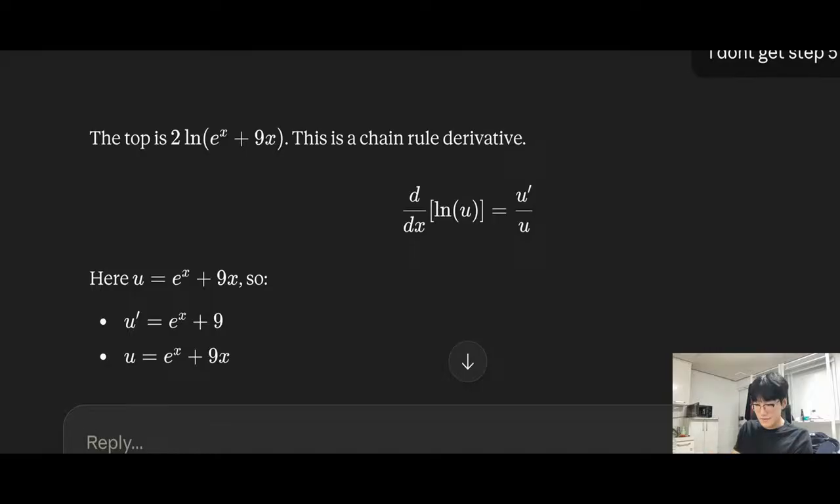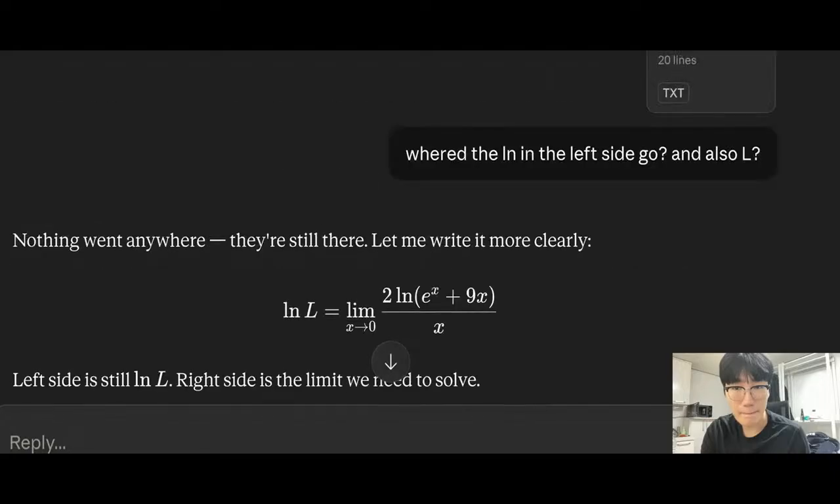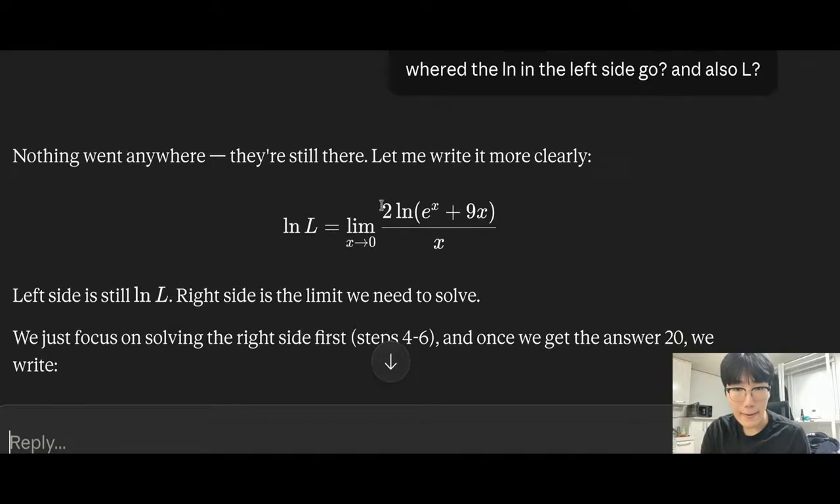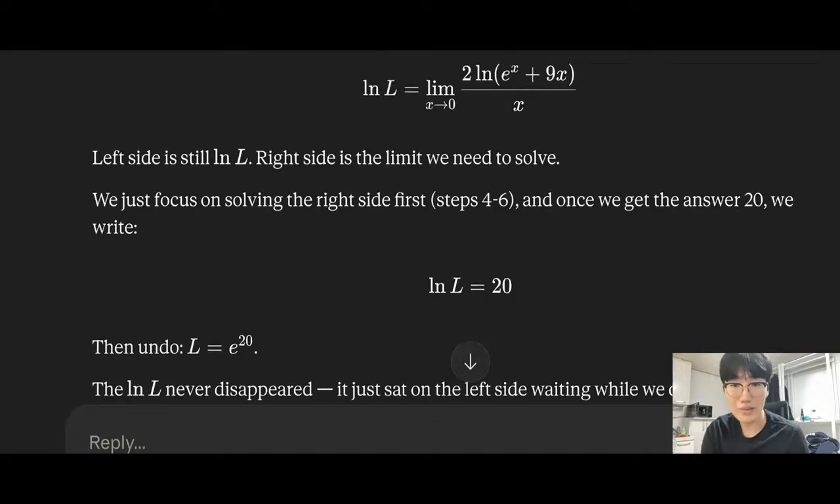All right, so the derivative of ln of a value equals the prime of the value over the value itself. Since we have ln of e^x plus 9x, the derivative of it is e^x plus 9 over e^x plus 9x. Wow, how useful.